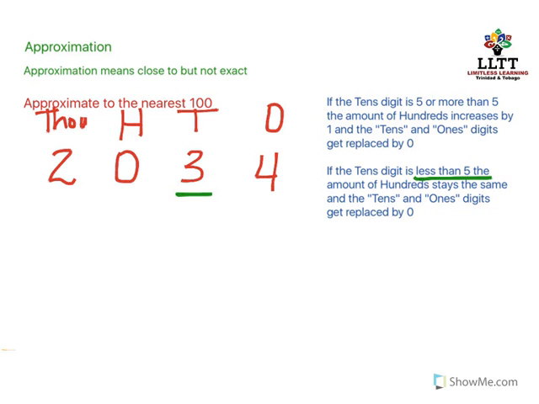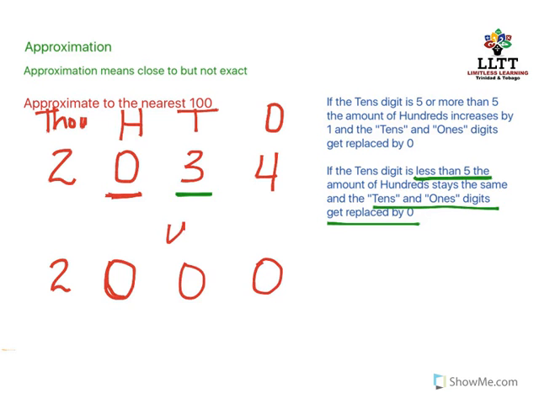3 is less than 5. If the tens digit is less than 5, the amount of hundreds stays the same. My amount of hundreds is 0. That stays the same. So I'm going to put back my thousands, and put back my hundreds, which stays as 0. And then the tens and ones digits get replaced by 0, so I'm going to replace with 0 and 0. So therefore, 2034 to the nearest 100 is 2000.